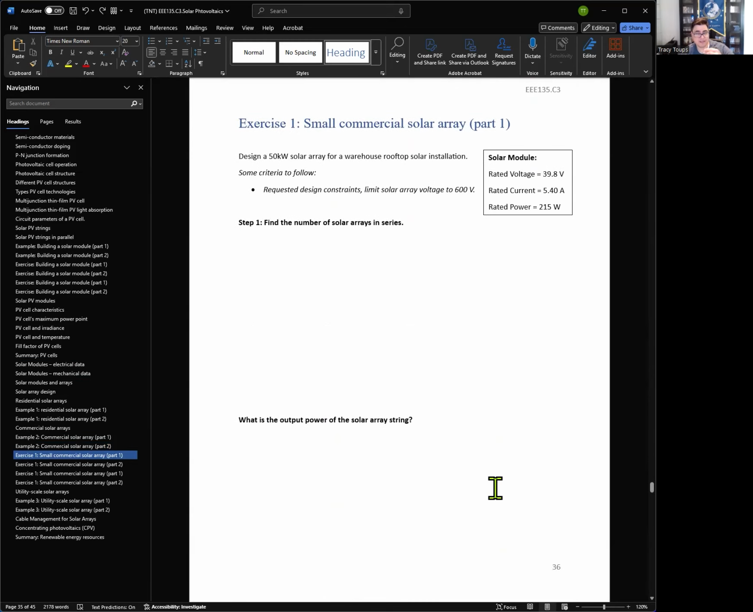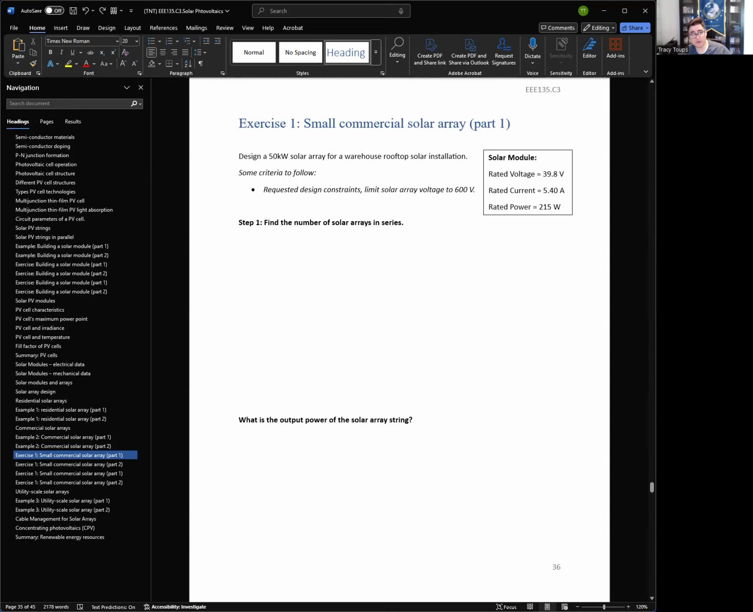So let's go ahead and take our break right now. We're going to take that 15-minute break. I want you to do an exercise. I want you to design a commercial solar array. Let's scale back a little so the numbers aren't that crazy. I want you to design a 50 kW solar array for a small warehouse rooftop solar installation.